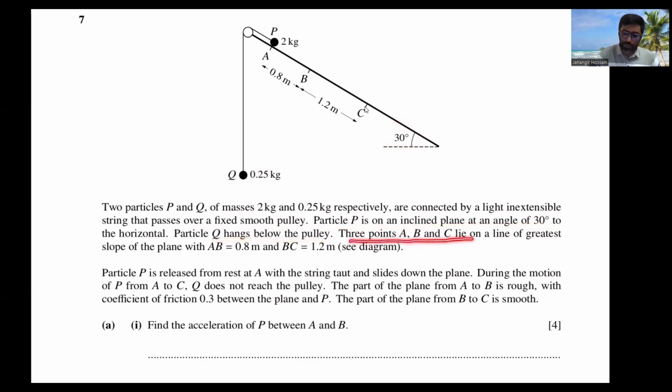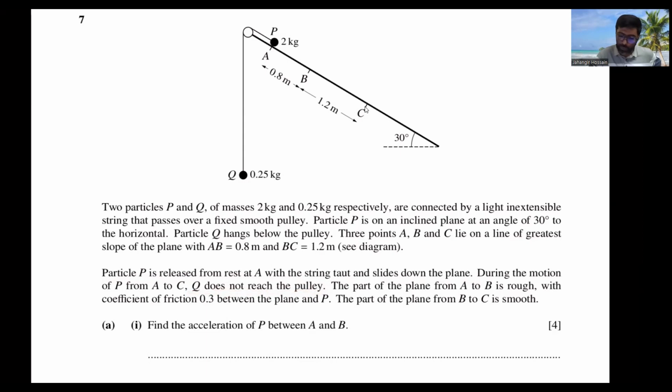Points A, B, C lie on a line of greatest slope of the plane with AB 0.8 meter, BC 1.2 meter. Particle P is released from rest at A with the string taut and slides down the plane. So we know particle P slides down the plane, starting from A. During the motion from A to C, Q does not reach the pulley. That's important. While P is traveling from A to C, Q does not reach the pulley.